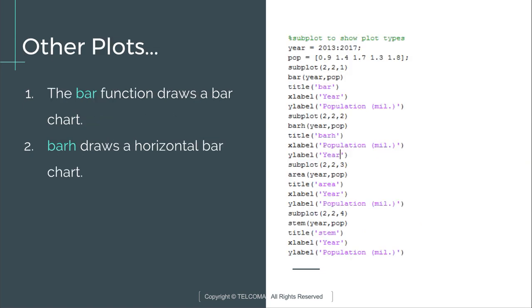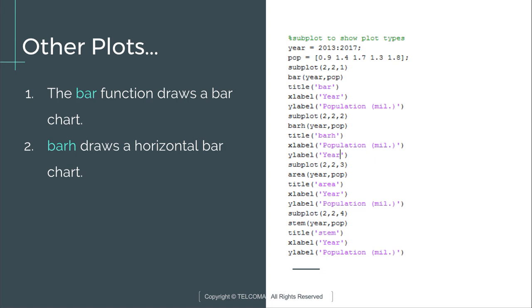Next is other plots. The bar function draws a bar chart and barh draws a horizontal bar chart. Like we want to plot population in various years. So we can write the year as 2013 to 2017. And the population is 0.9 in 2013, then 1.4, then 1.7, then 1.3, then 1.8 up to 2017. Now we can use subplot. We have to plot 4 graphs. So we use subplot. Our first figure window shows the bar between year and population.